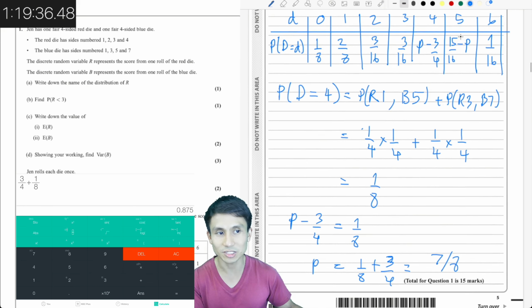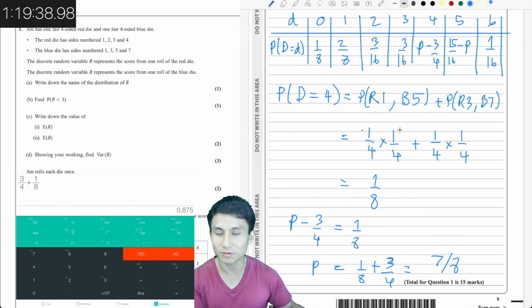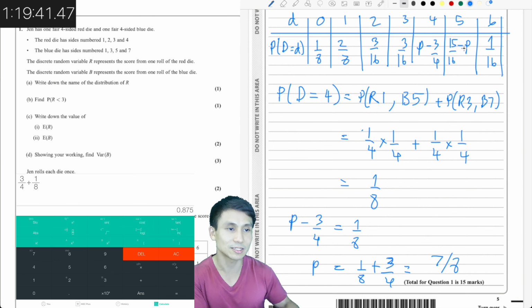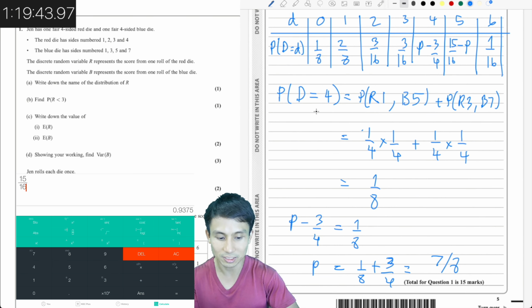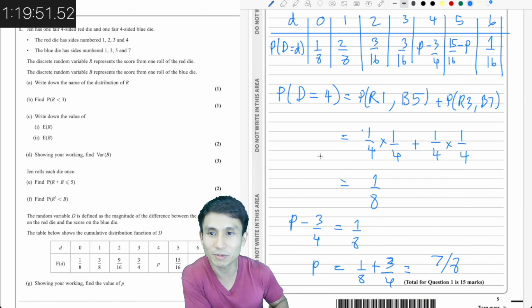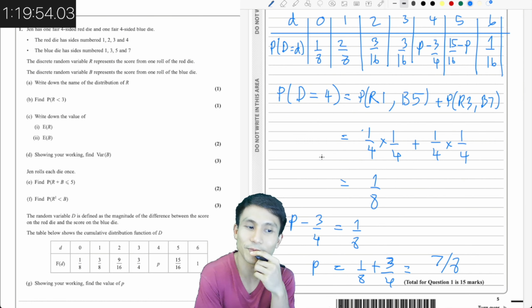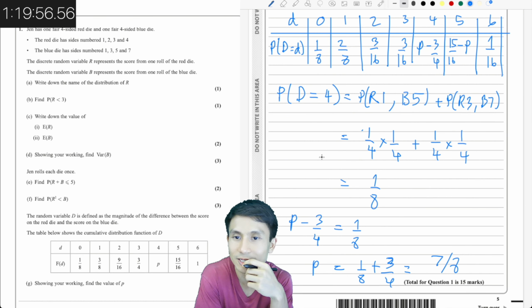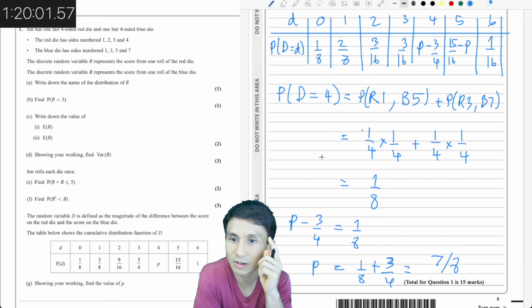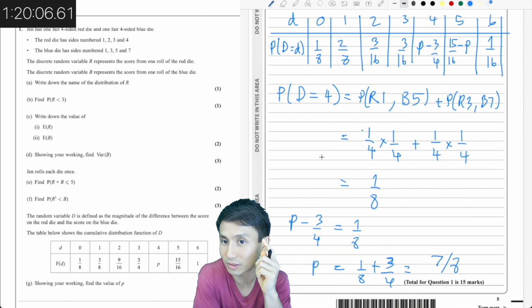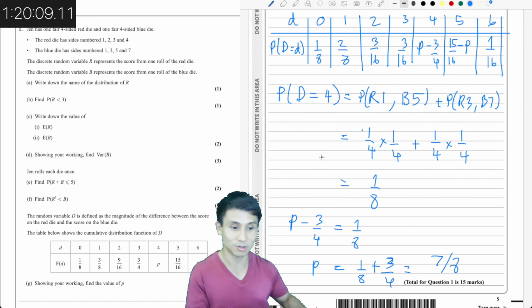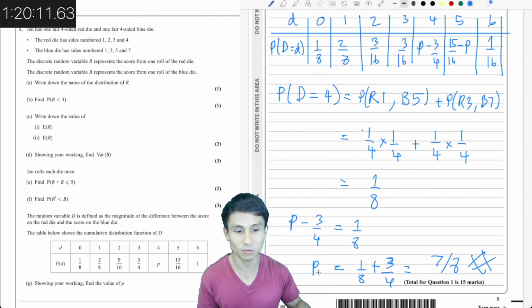out of interest, let's check for P of D equals 5. So how do you get 5? We expect this to be 15 over 16 minus P, which is 7 over 8. That should be 1 over 16, so probably about one case. The difference is 5, and the only way to get that is 2 and 7, red being 2, blue being 7, and there is no other way. So that's about right, actually. Yeah, so that would be my P.